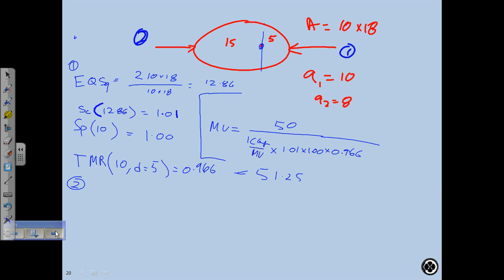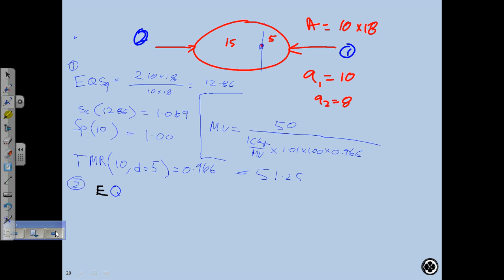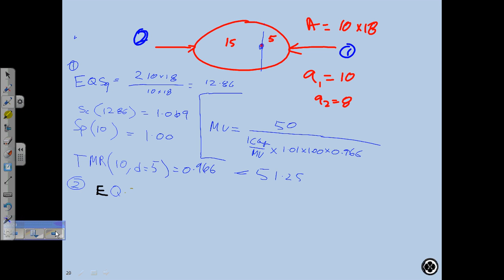Field 2. Same equivalent square. So it gives us the same SC. Okay, so SC equals 1.01. It gets everything in there. Okay, SC is 1.01. All right, that's the same because the collimator setting is the same. What about SP? We need SP of 8.